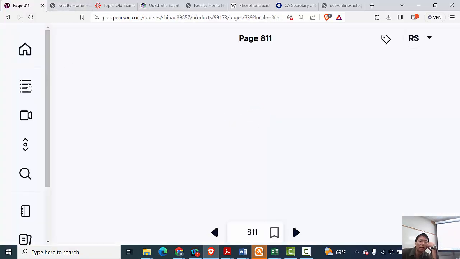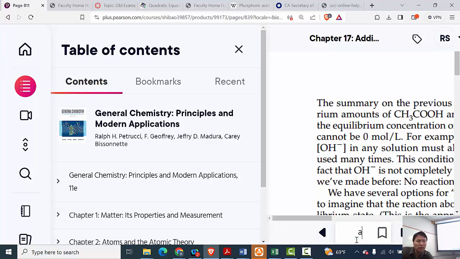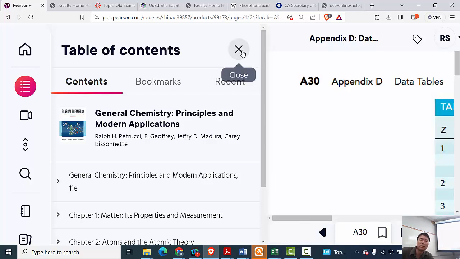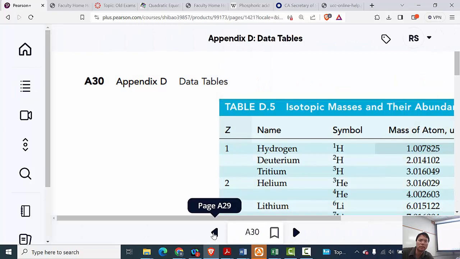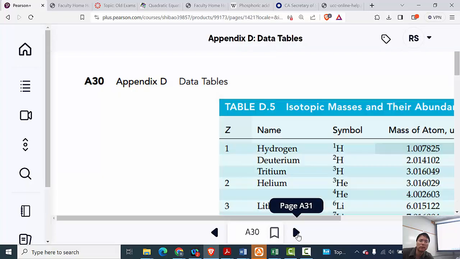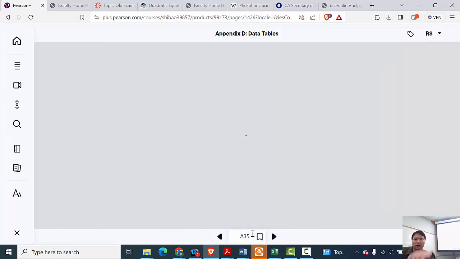The table, Appendix D is more comprehensive, so let's just go to Appendix D, and it was A30 maybe? Let's see, A30. Let's try that. No. Maybe 829. No. They should have a little table of contents for the appendices. Let's see if I go this way.